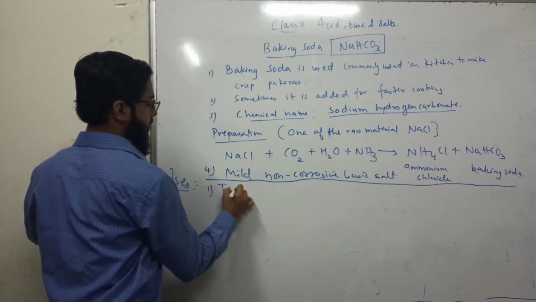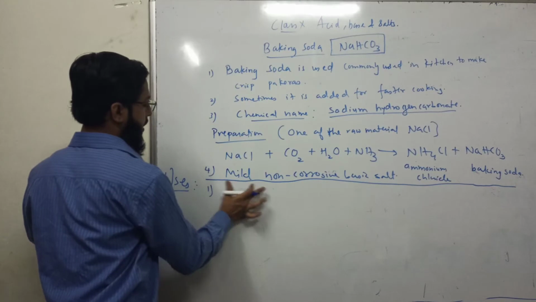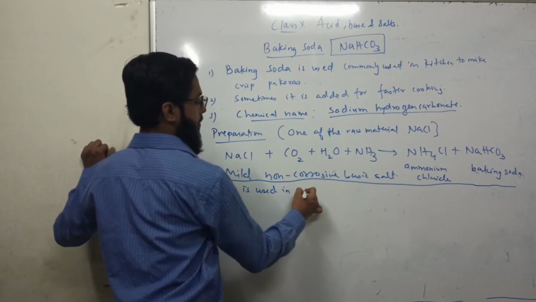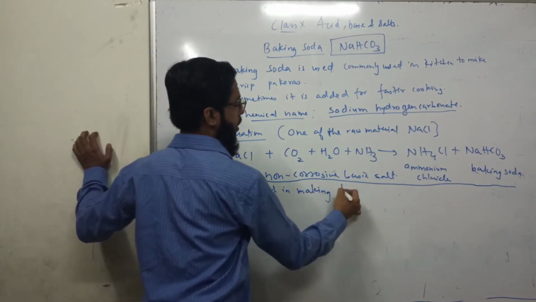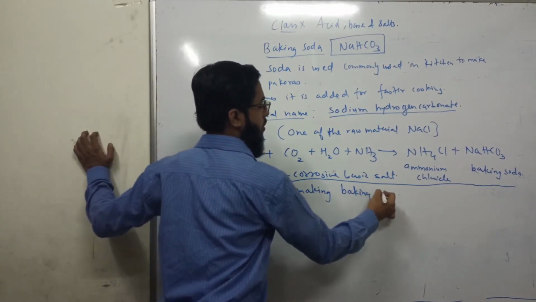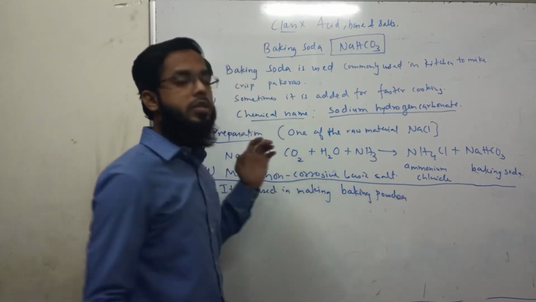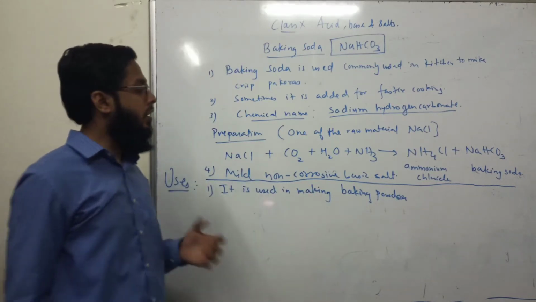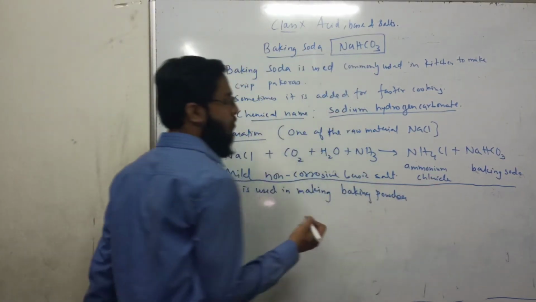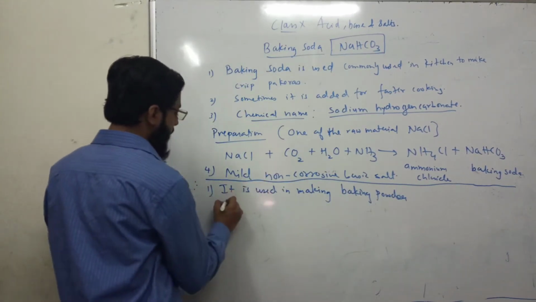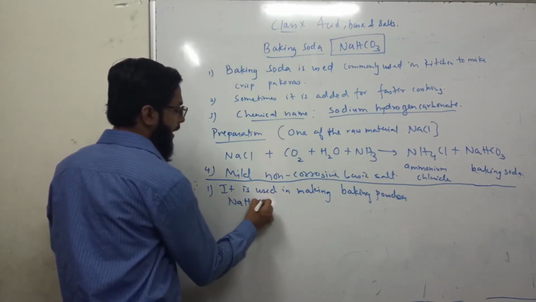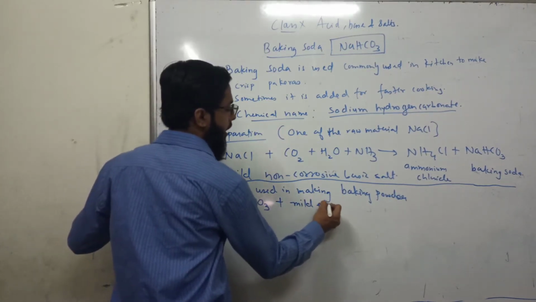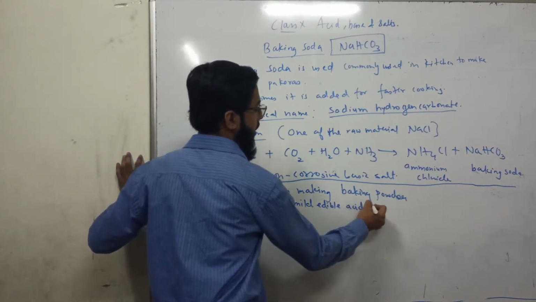It is used in making baking powder. So dear students, understand baking soda is NaHCO3, but baking powder is different. Baking powder, which we use for making cakes, how is it made? They add baking soda and some mild edible acid like tartaric acid.